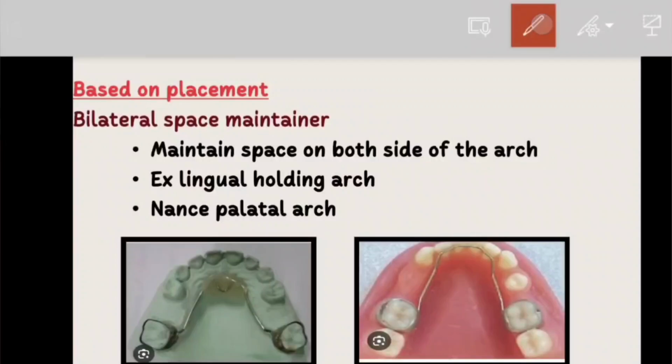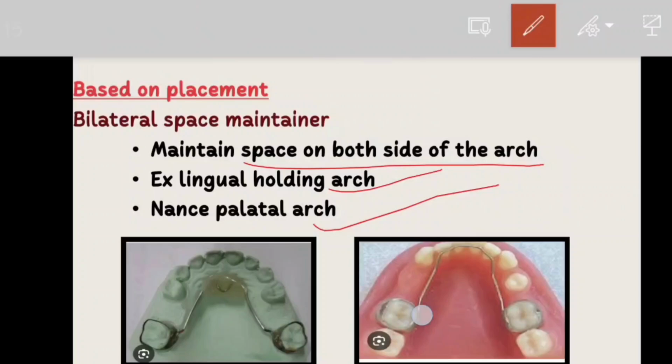Now based on the placement, there is the bilateral space maintainer. It maintains the space on both sides of the arch. Examples are the lingual holding arch and the Nance palatal arch. The lingual holding arch is seen in the mandible, where the wire runs along the lingual side and maintains the lower arch space. The Nance palatal arch is seen in the maxilla, where the acrylic button rests on the palate, which prevents molar movement.